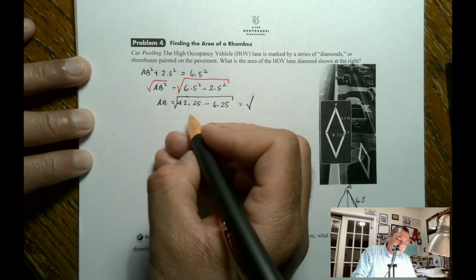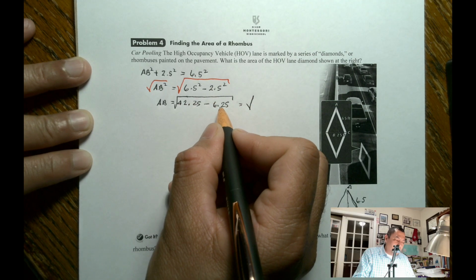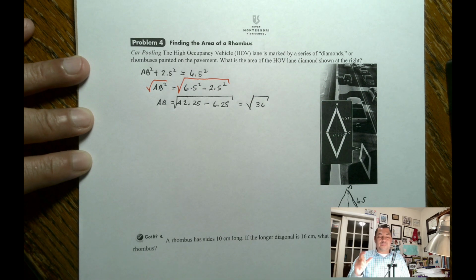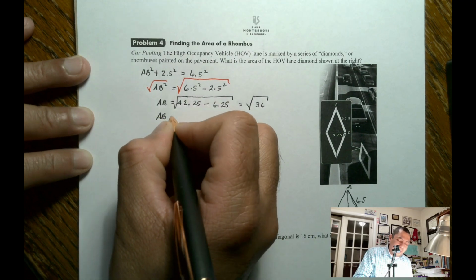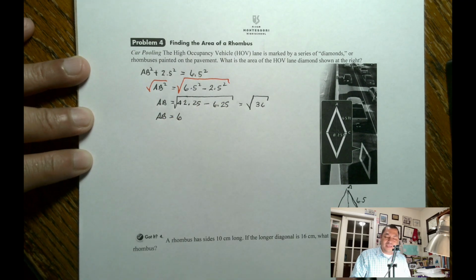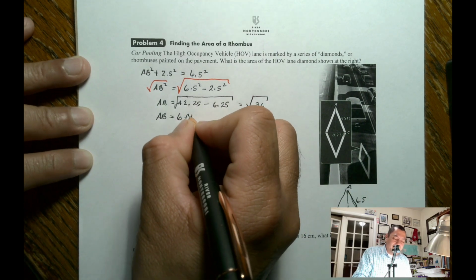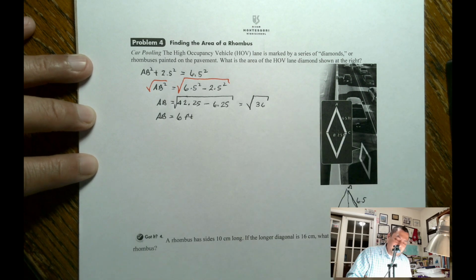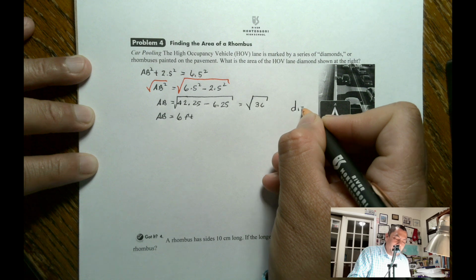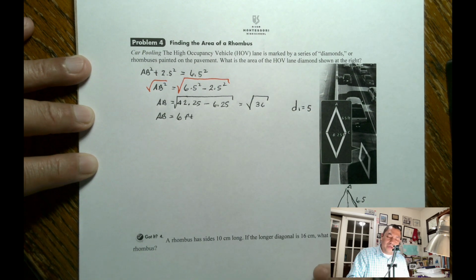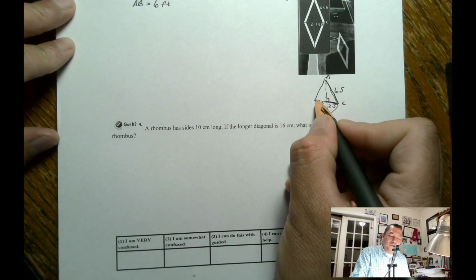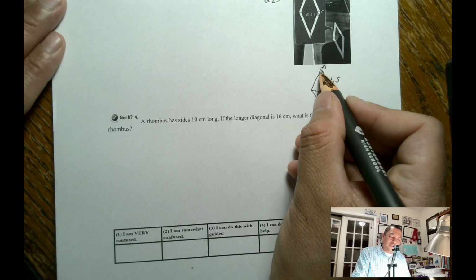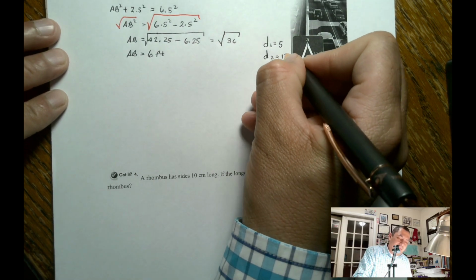If I simplify, 42.25 minus 6.25 is the square root of 36. 36 is a perfect square. So segment AB is equal to 6, and remember the units are feet, 6 feet. This one is half of that diagonal. So diagonal 1 is 5, because 2.5 plus 2.5 is 5, and diagonal 2 is 6 plus 6, which is 12 feet.